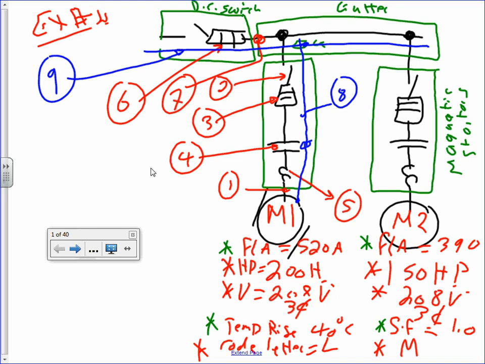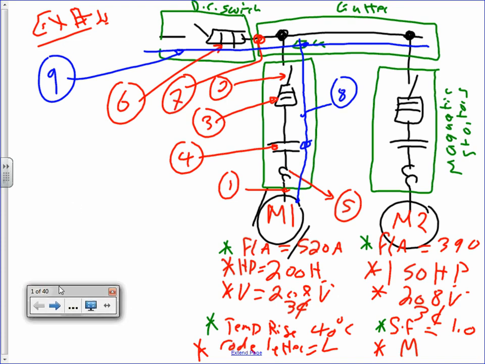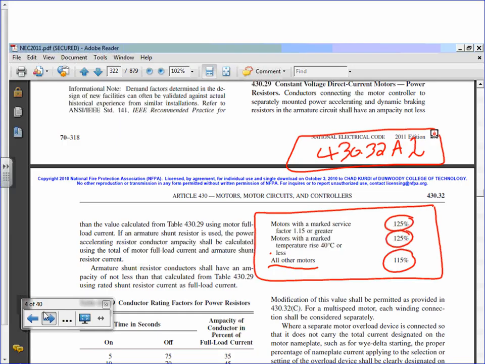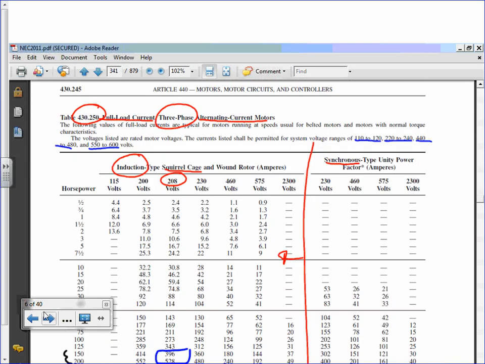Don't you need to ground the... I was thinking the gutter was a bus bar. A gutter is just a raceway. Yeah, a surface-mounted raceway. Now, do I need number 9? You might not need number 9 if you have EMT or something, but say if you're using PVC, you need number 9.